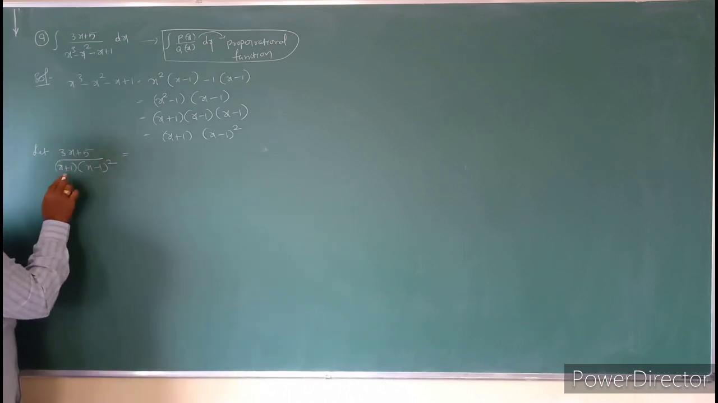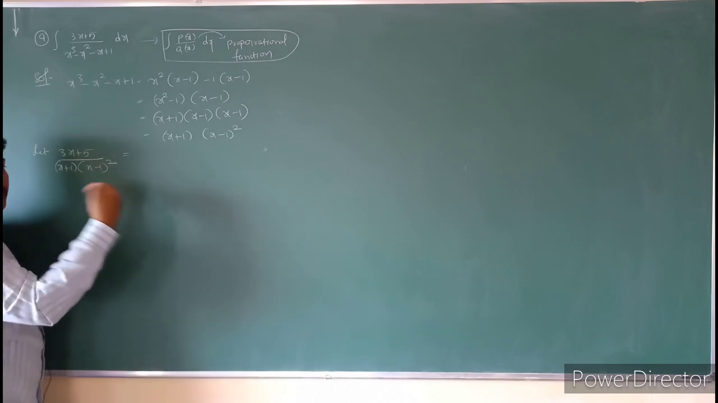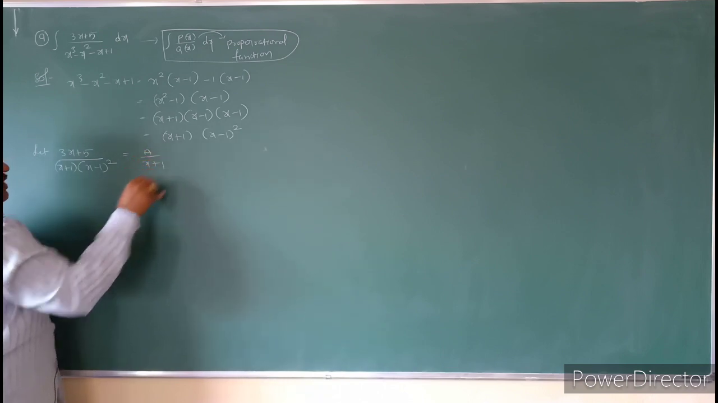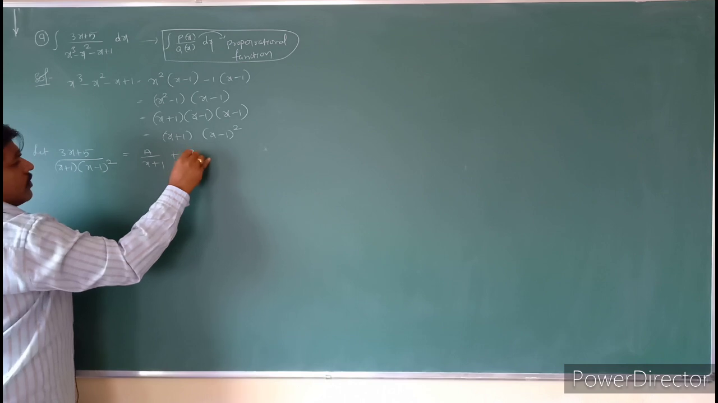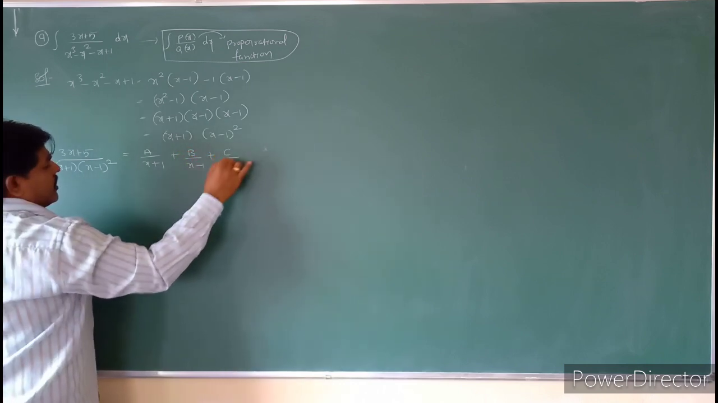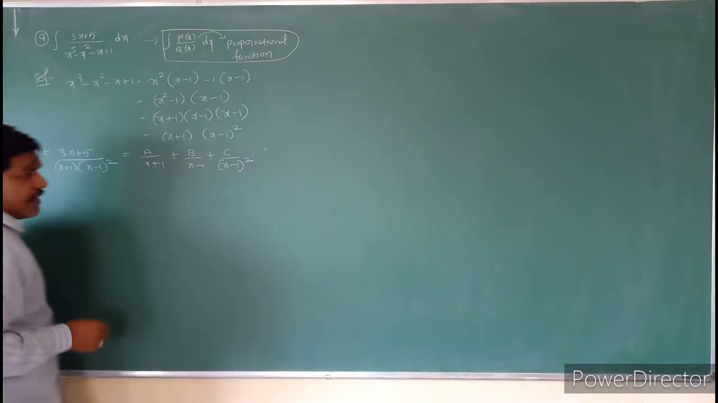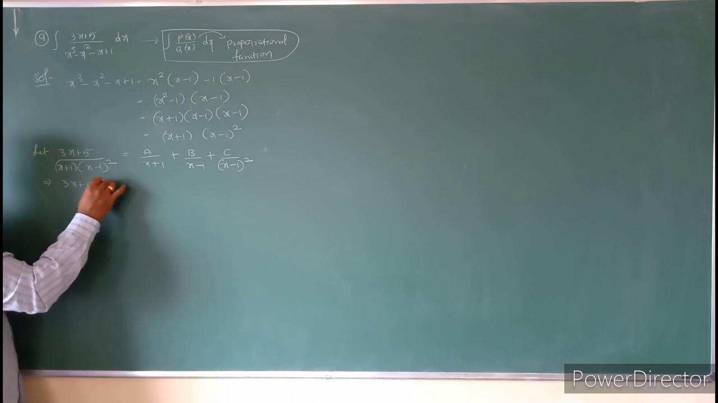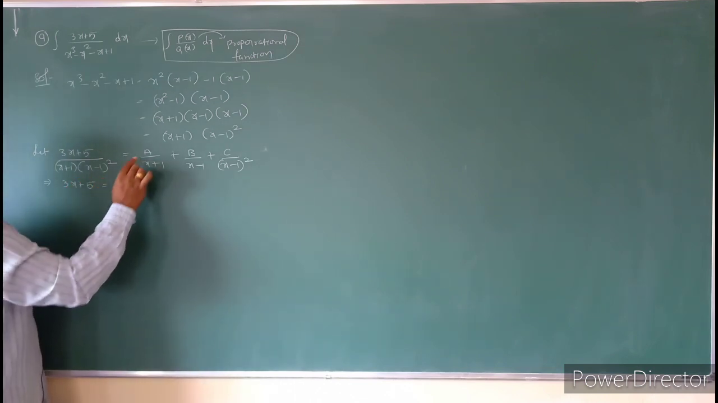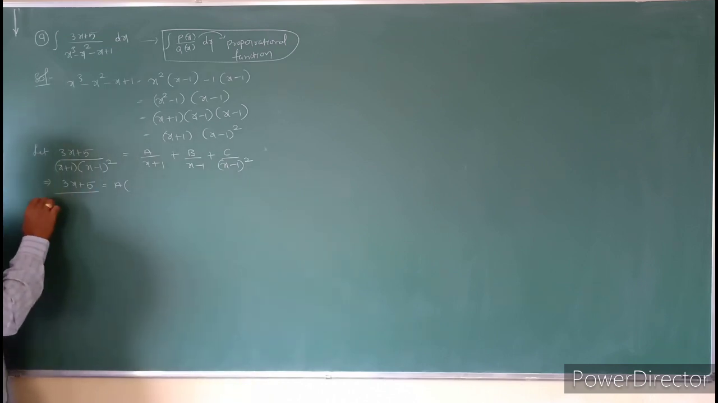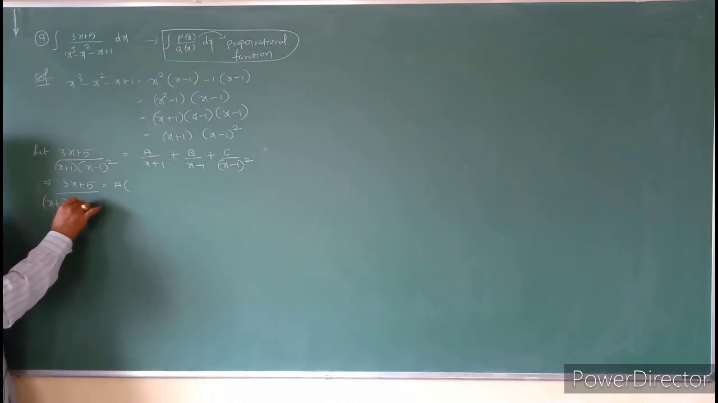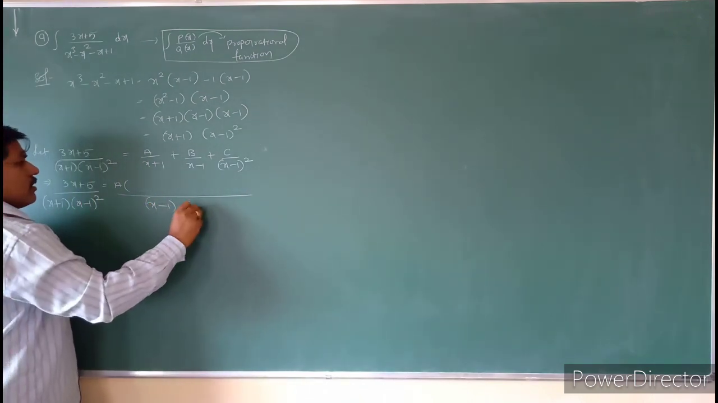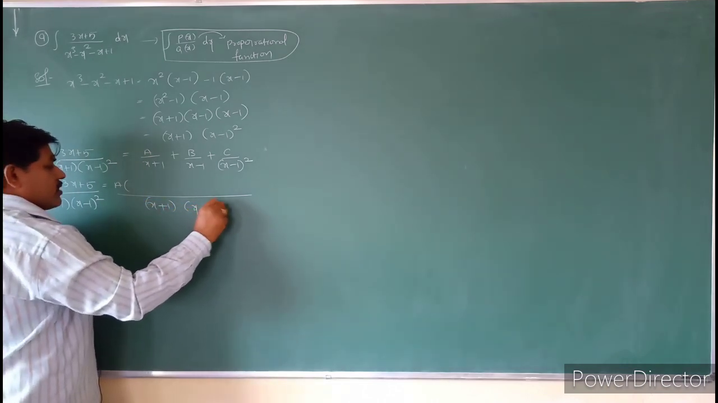So it can be taken as one linear and the second one linear and repeated. For that type of function, we have to take A by x plus 1 plus B by x minus 1 plus C by x minus 1 whole square. That implies 3x plus 5 is equal to A into, take the LCM, x plus 1 into x minus 1 whole square.